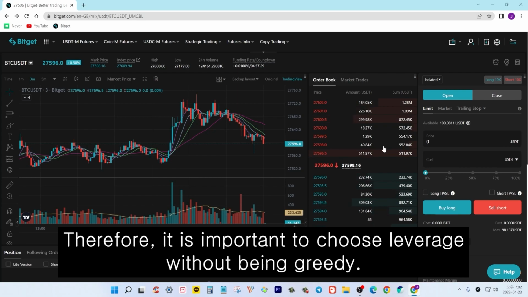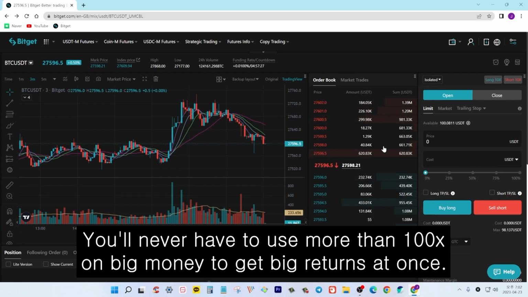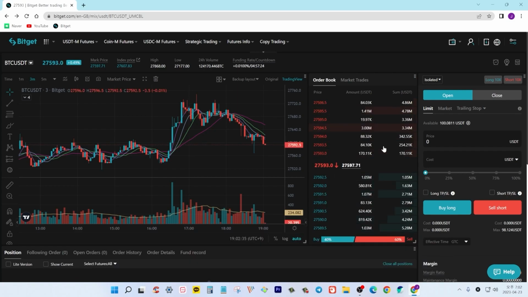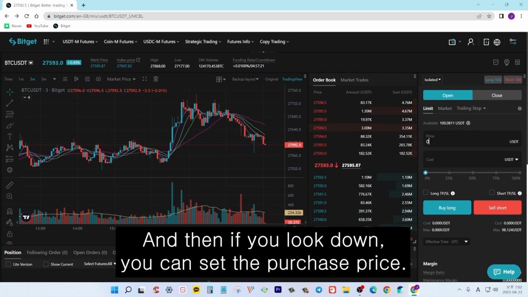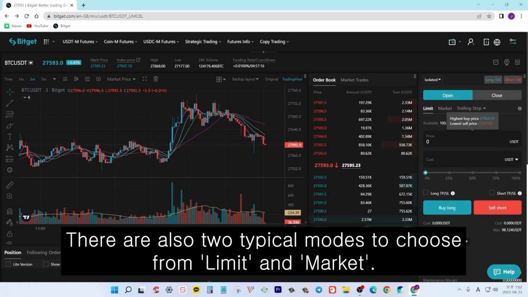Therefore, it is important to choose leverage without being greedy. You'll never have to use more than 100x on big money to get big returns at once. And then if you look down, you can set the purchase price. There are also two typical modes to choose from: limit and market.